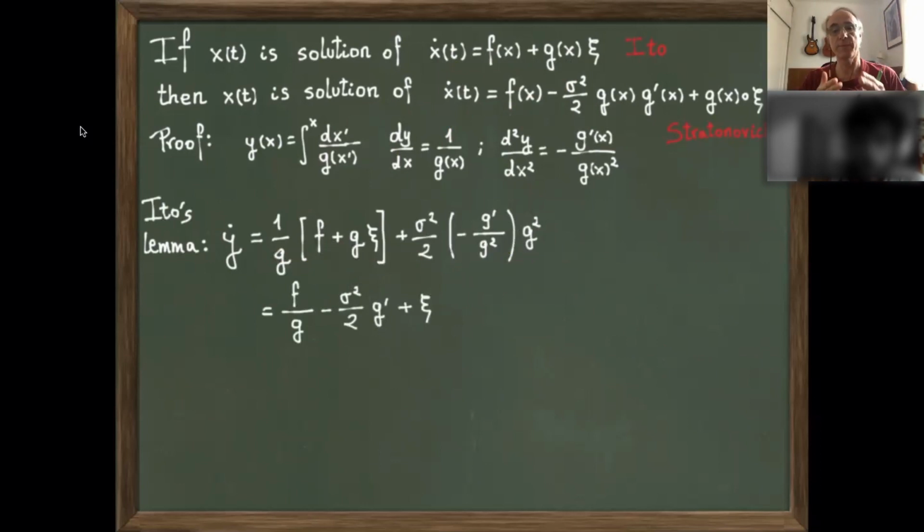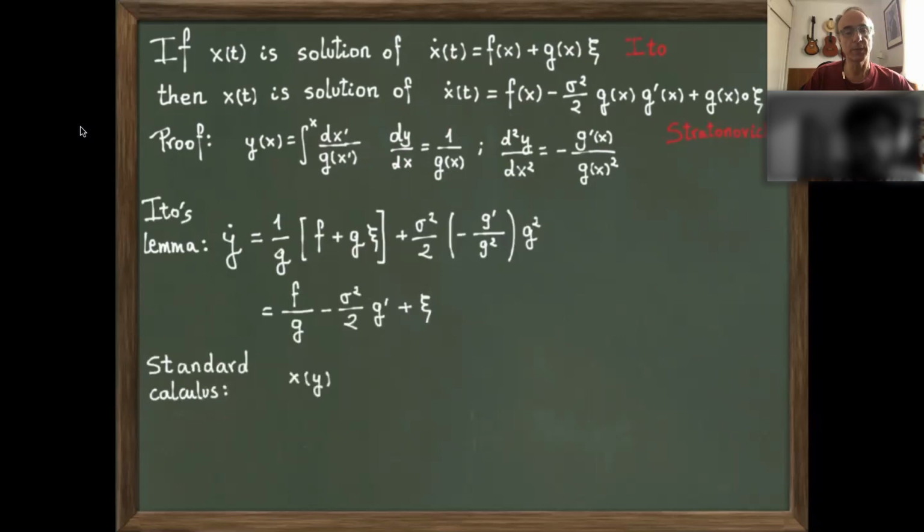So now with this change of variable, we have a new equation where the noise is additive. If the noise is additive, there is no need of interpretation. So this equation is equivalent for Ito and for Stratonovich. So now we can interpret this as a Stratonovich, and we go back to x and do the change of variable, but using, instead of Ito's lemma, standard calculus.